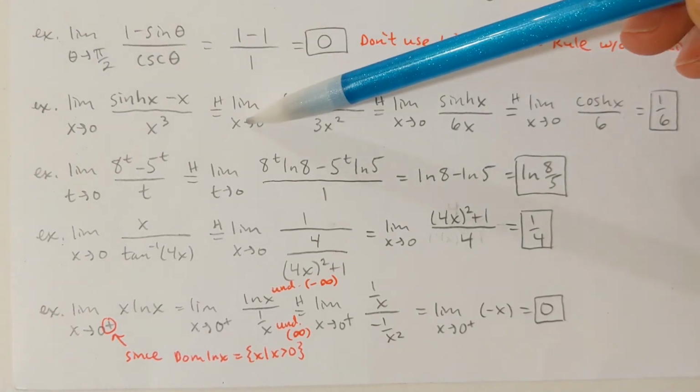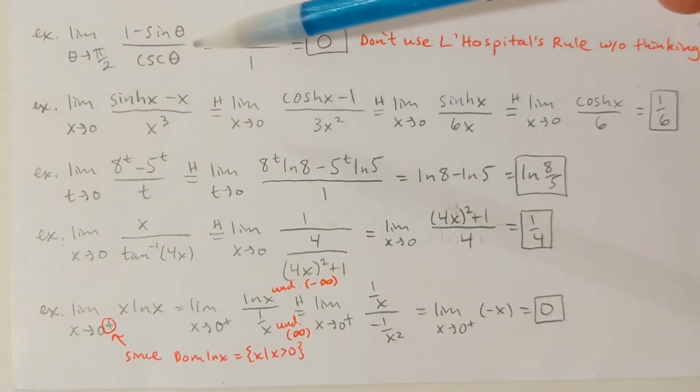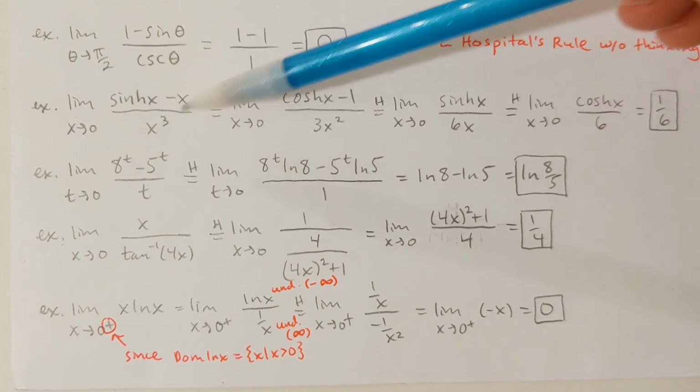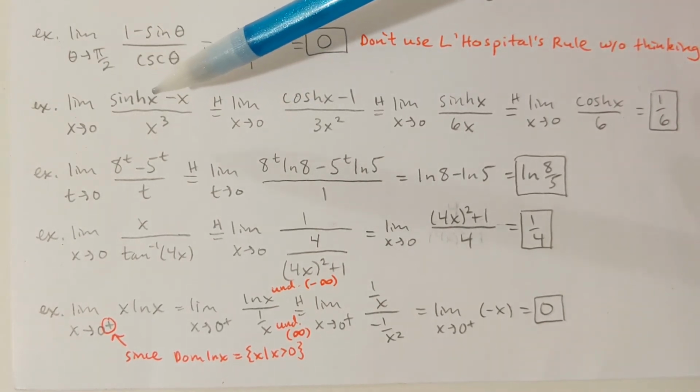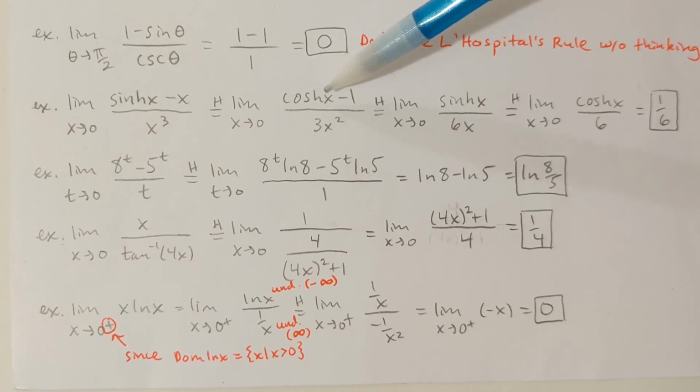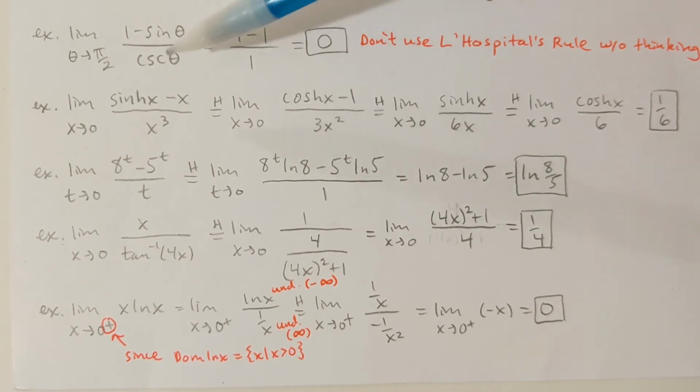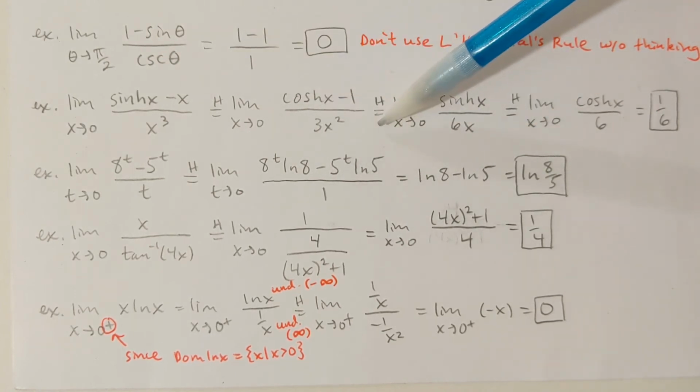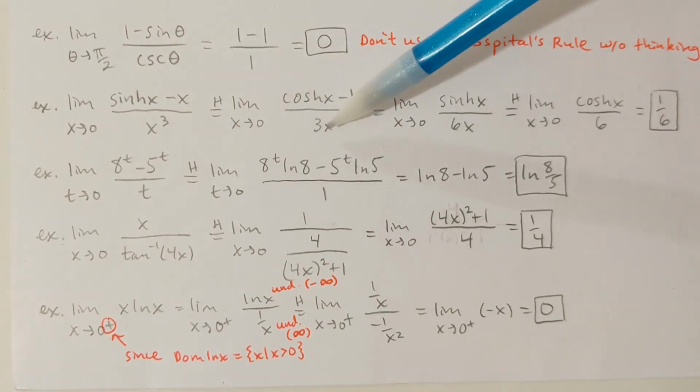We're going to have the limit as x approaches 0 of the derivative of the top divided by the derivative of the bottom. The derivative of hyperbolic sine x is hyperbolic cosine x, and then minus the derivative of x is 1, divided by the derivative of x cubed would be 3x squared.